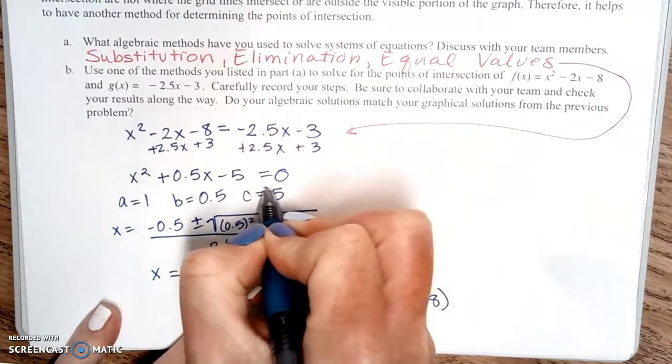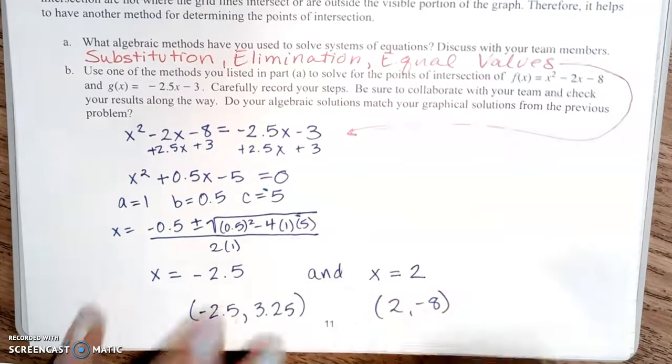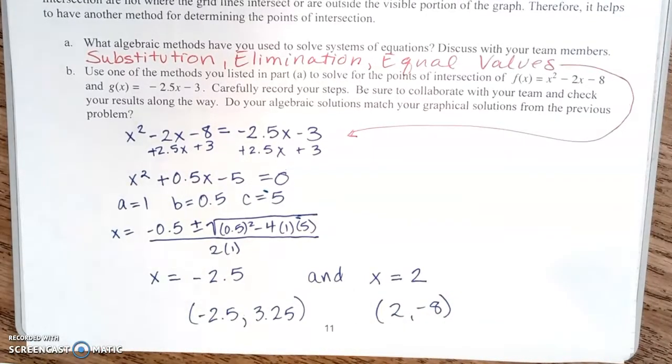-5. Okay. That will make a difference. So for the quadratic formula, we say that x is equal to the opposite of b, plus or minus the square root of b squared, which is 0.5 squared, minus 4 times a, which is 1, times c, which is -5, all over 2a, and a is 1.